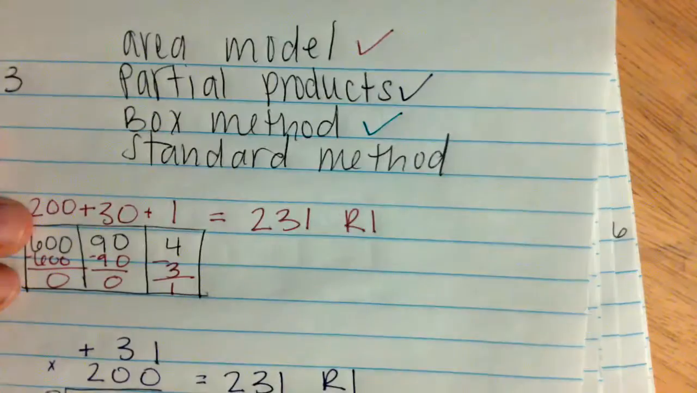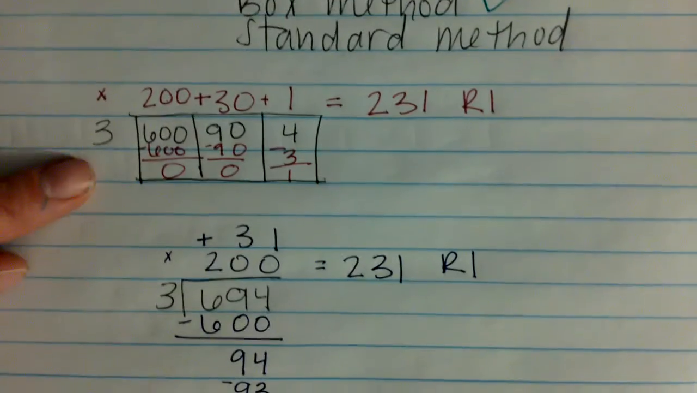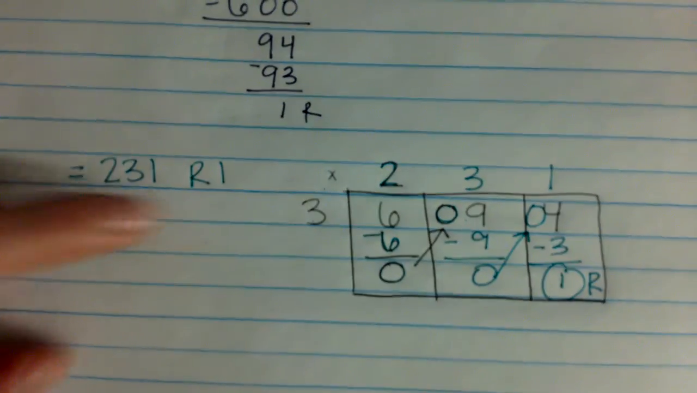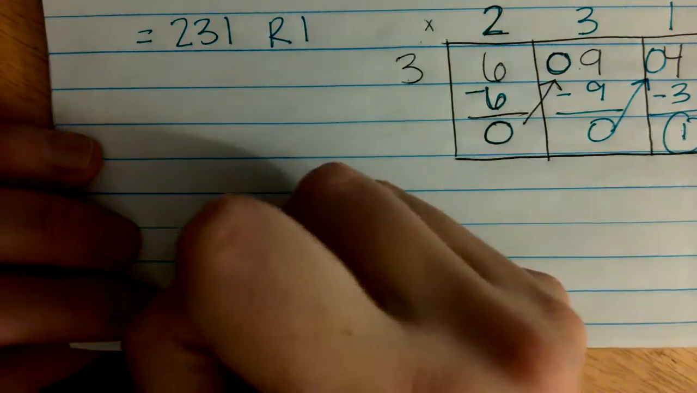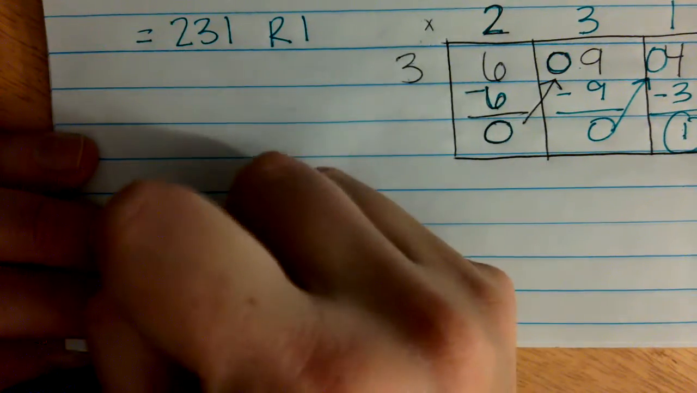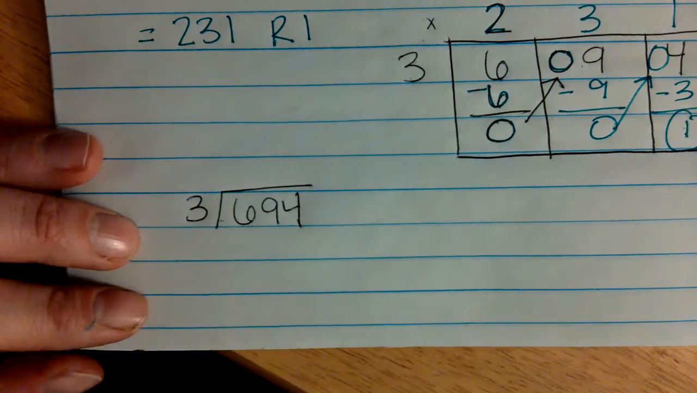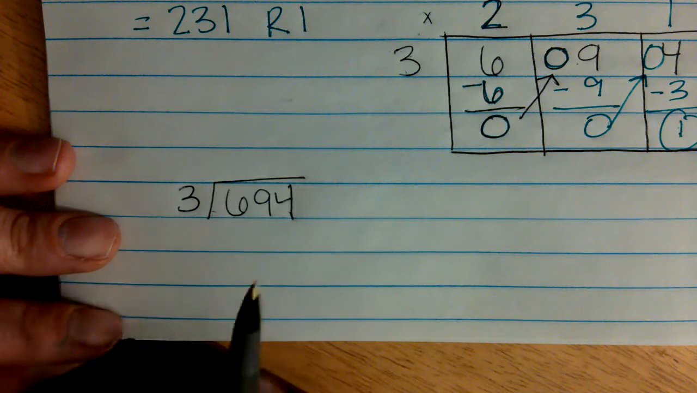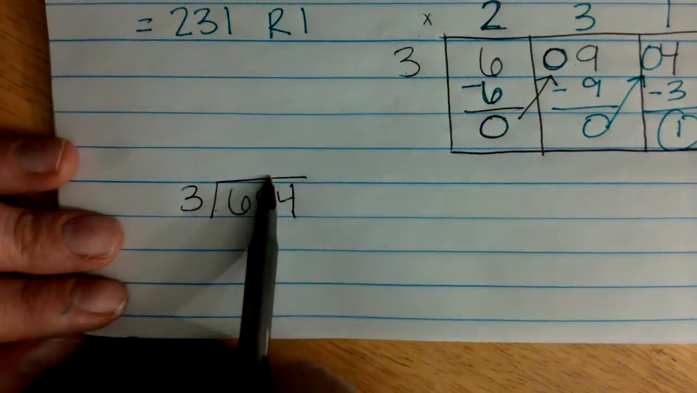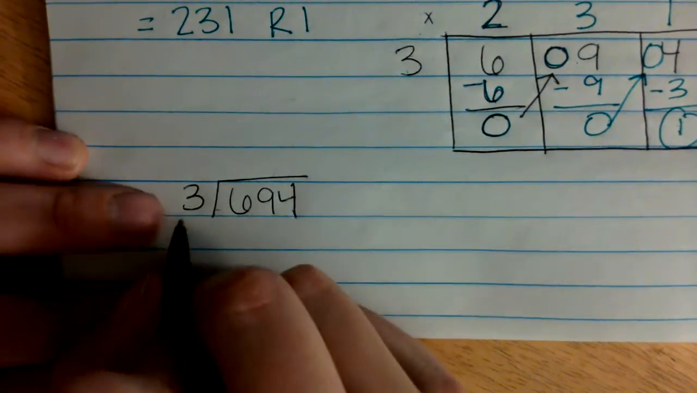Okay, so we have the box method. So you have area, partial, box. Now we're going to do the standard method. Okay, so we have 694 divided by 3. Very similar to the partial products, but the only difference is we're not going to be adding up here. So 3 goes into 6 2 times.